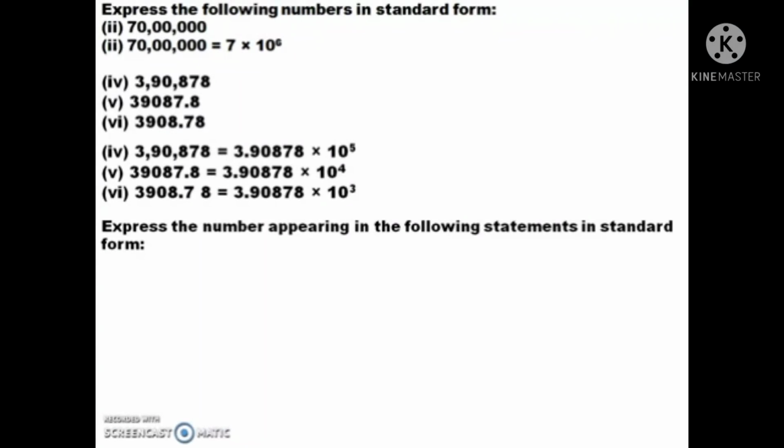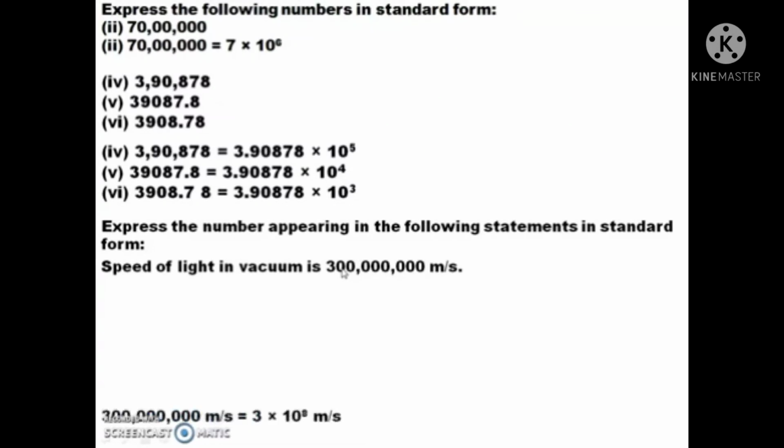Express the numbers appearing in the following statements in standard form. Speed of light in vacuum is, you can read this. How will you write this number in the standard form? This is the standard form. So here you will count till you reach the second number: 1, 2, 3, 4, 5, 6, 7, 8. So the answer is 3 into 10 raised to 8 meter per second.